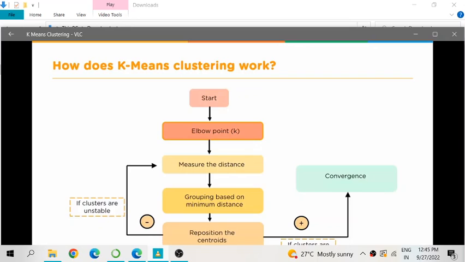Okay, so it uses one or the other metric to find out the distance. Then afterwards we will see how K-means clustering actually works. Okay, so first what happens, we start with our data set. So we select the value of K. Okay, so the value of K is nothing but the number of clusters that we want.